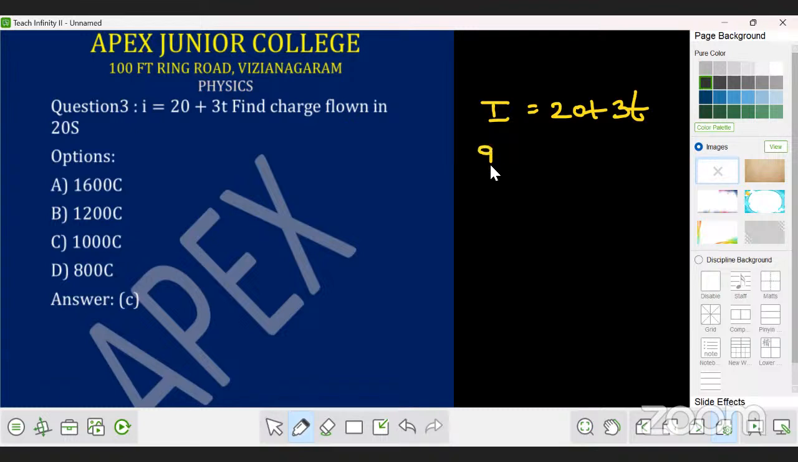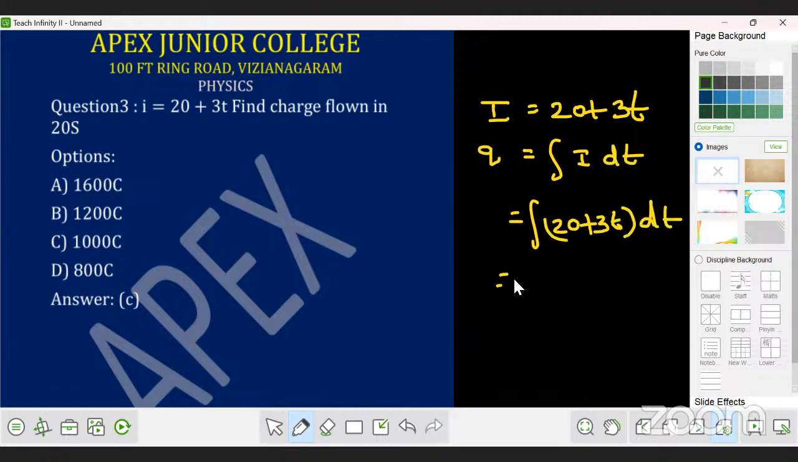So charge is nothing but integral I dt. If current is variable, you can write charge is nothing but integral I dt. Now, that is nothing but integral of I, which will be 20 plus 3t, into dt. Now, what is the integration for 20? 20t plus 3t square by 2.